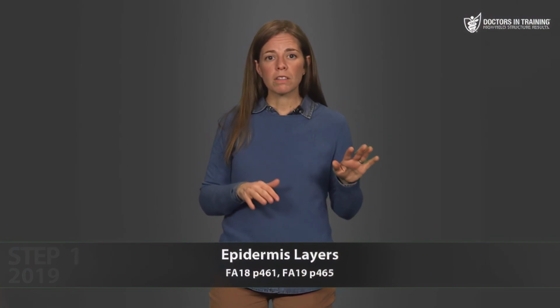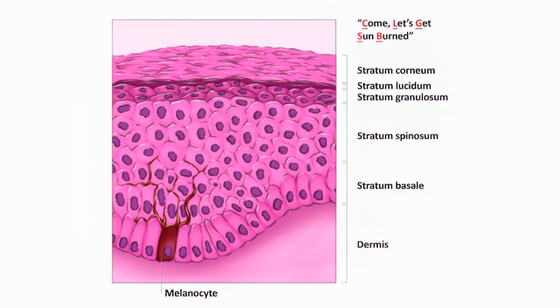Okay, first, what are the different layers of the epidermis? There's the stratum corneum, stratum lucidum, stratum granulosum, stratum spinosum, and stratum basale. And the mnemonic we like using now is, come, let's get sunburned. For corneum, lucidum, granulosum, spinosum, and basale. These are the epidermis layers. One kind of interesting thing about the epidermis is that it doesn't have any blood vessels. The epidermis gets nutrition by diffusion. And the other thing to mention here is that the stratum lucidum is only present on the palms and the soles. So remember, stratum lucidum, palms and soles.